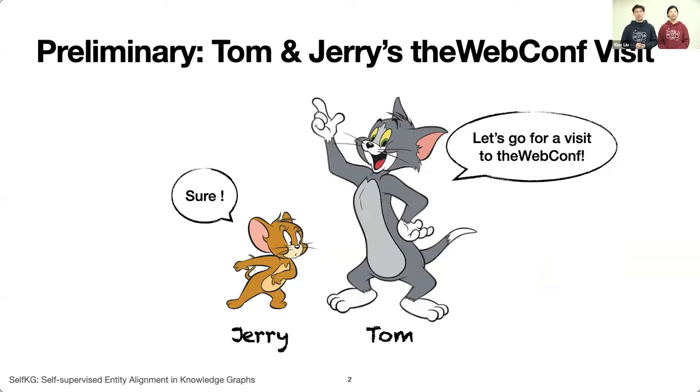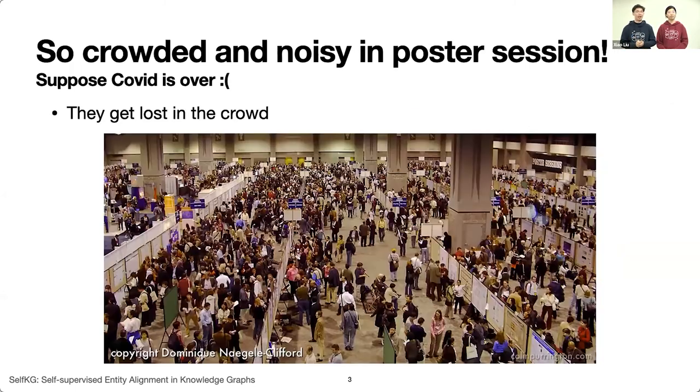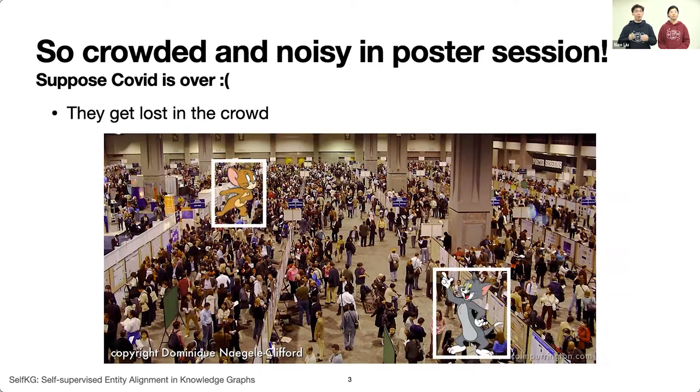Before we dive into the details, let us first share a story about our well-known friends, Tom and Jerry. They also planned a visit to our web conference, and something really amazing happened during the visit. So what has happened? Upon entering the poster session, wow, it's crowded and noisy. That was, of course, a fantasy this year. But anyway, Tom soon gets separated from Jerry and lost in the crowd. Jerry enters and wins a fire pump in a crowd of visitors.